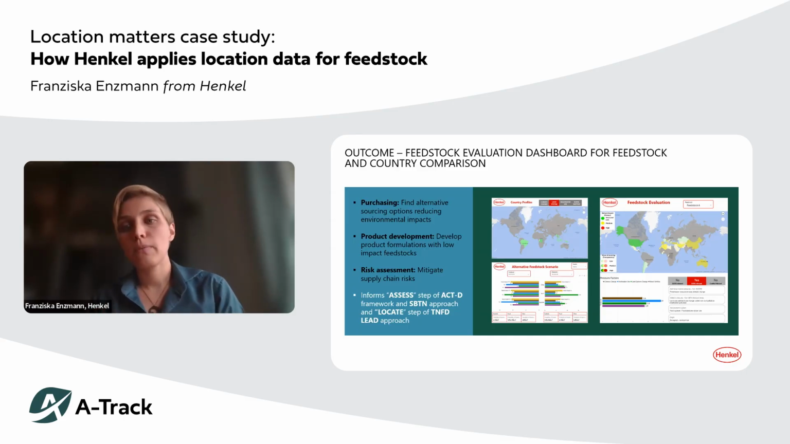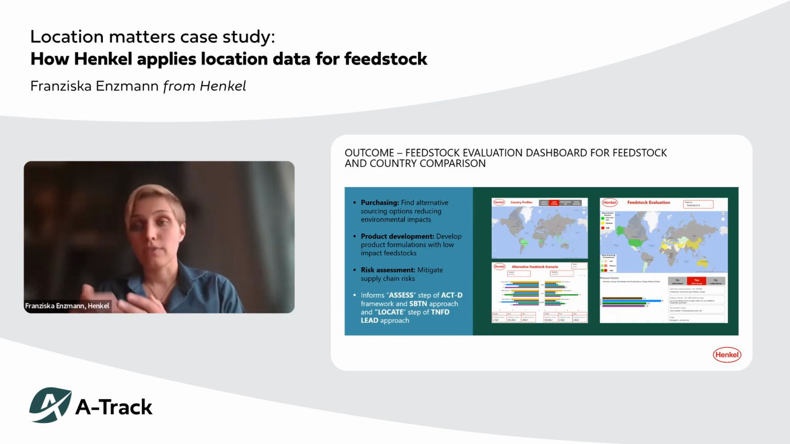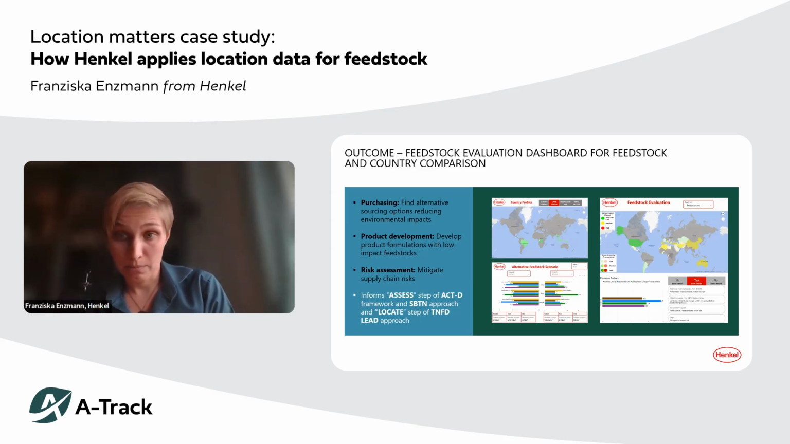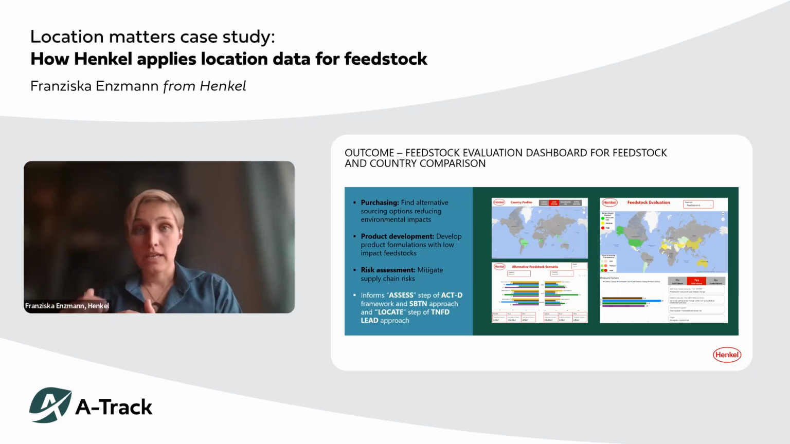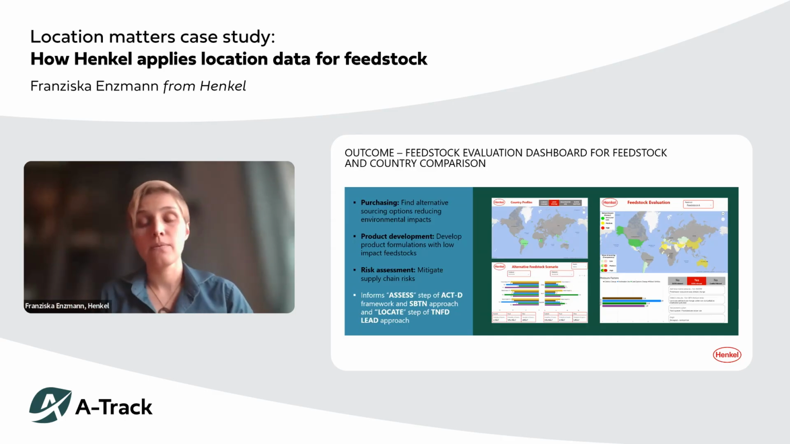And you get some additional information on the bottom right, if that feedstock is relevant for the EUDR, or if it is listed on the SBTN high impact commodity list, or if it's a conflict mineral. And for example, this one is on the SBTN high impact commodity list. It will also tell you why it is there. So that's all the text information that you get.